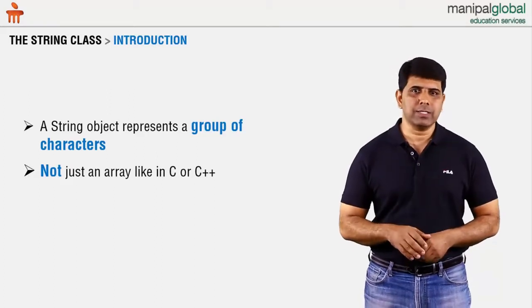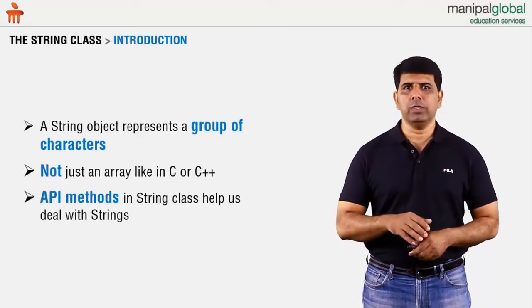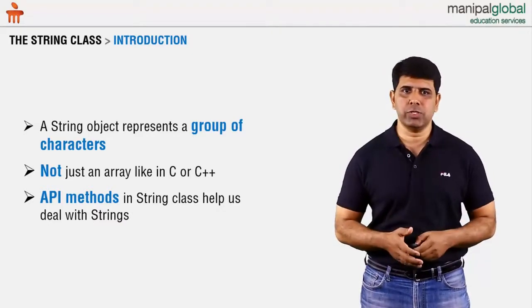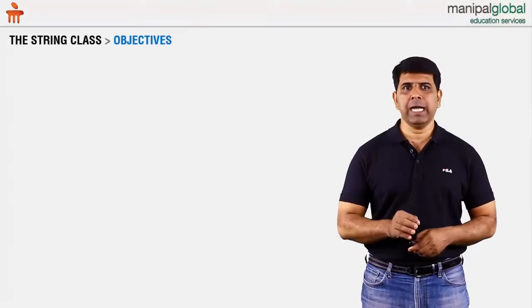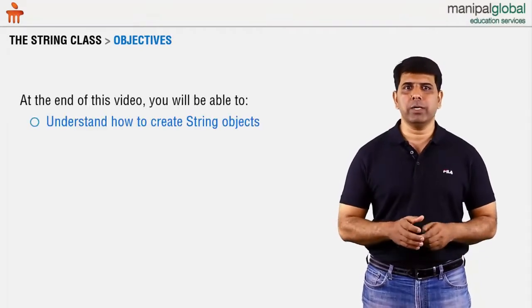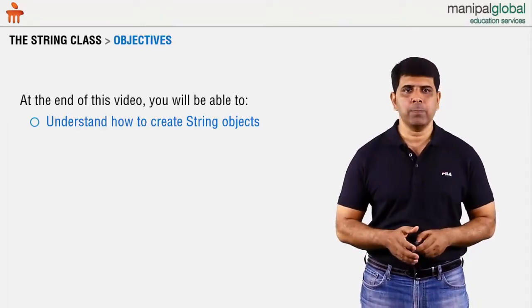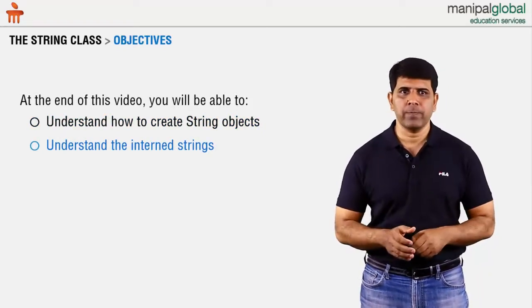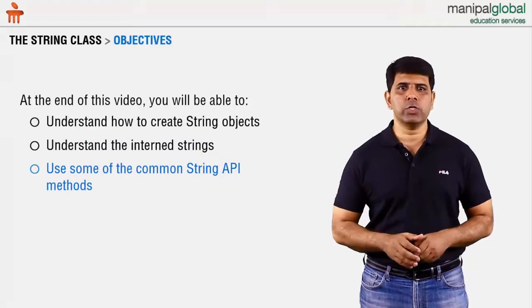Strings are also considered immutable. There are many API methods that help us deal with this string class. At the end of this video, you should be able to understand how to create string objects, understand what are called interned strings, and use some of the common string API methods.